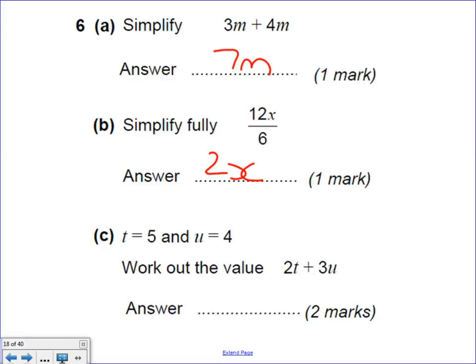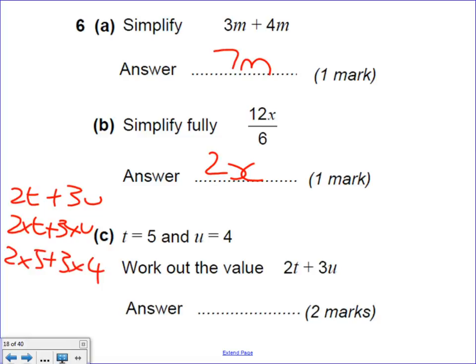So 2t means what? 2 times t. What does 3u mean? Good. We swap the letter for the number, so it becomes 2 times 5 plus 3 times 4. Big Maths tells us what to do next. Good. 10 plus 12, and that gives me an answer of... Everyone get that? Good.